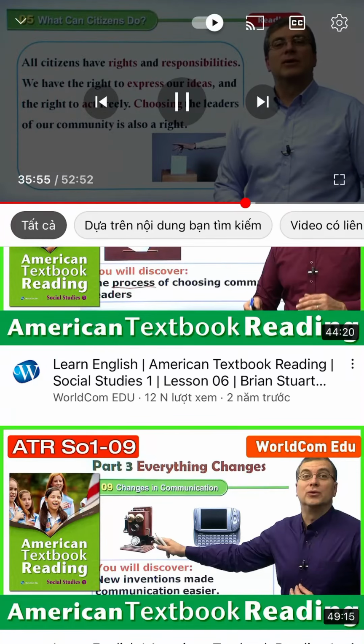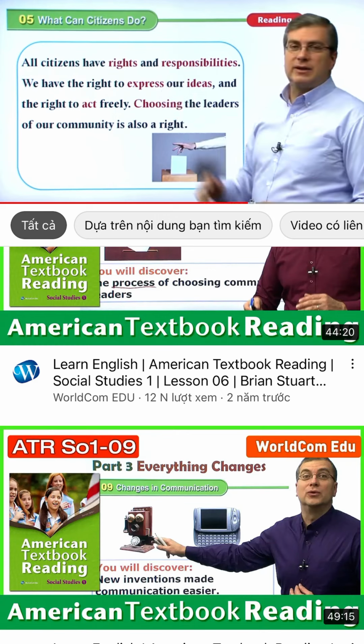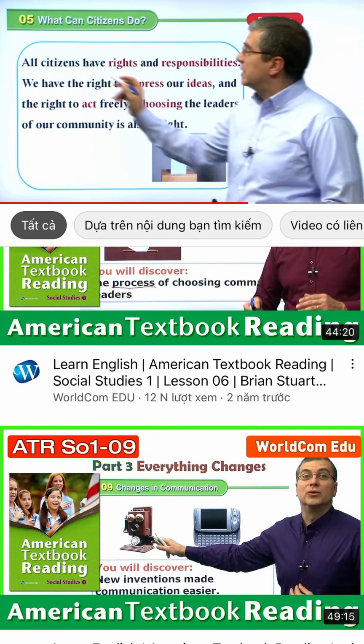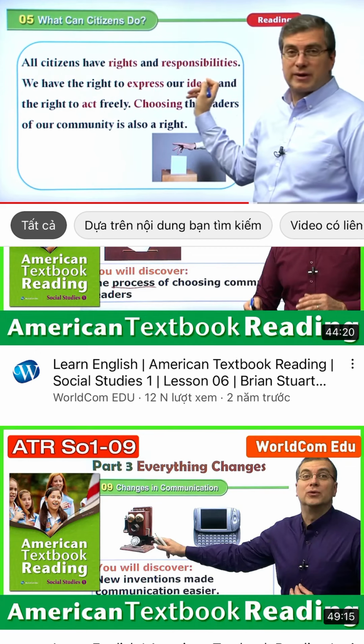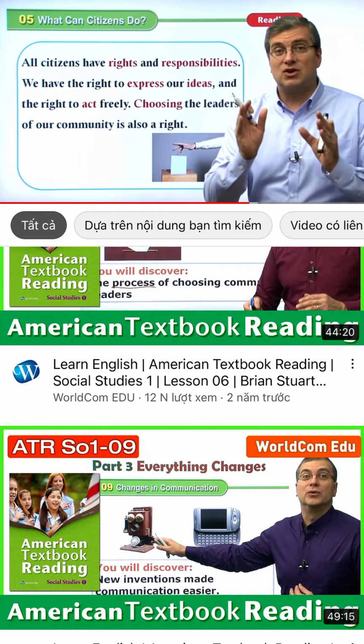Welcome back. Let's go over the reading section together. Now here we have the reading section. Our first sentence is a very important sentence. It's our topic sentence. It says, all citizens have rights and responsibilities. That's our topic sentence. That's what this passage is about.